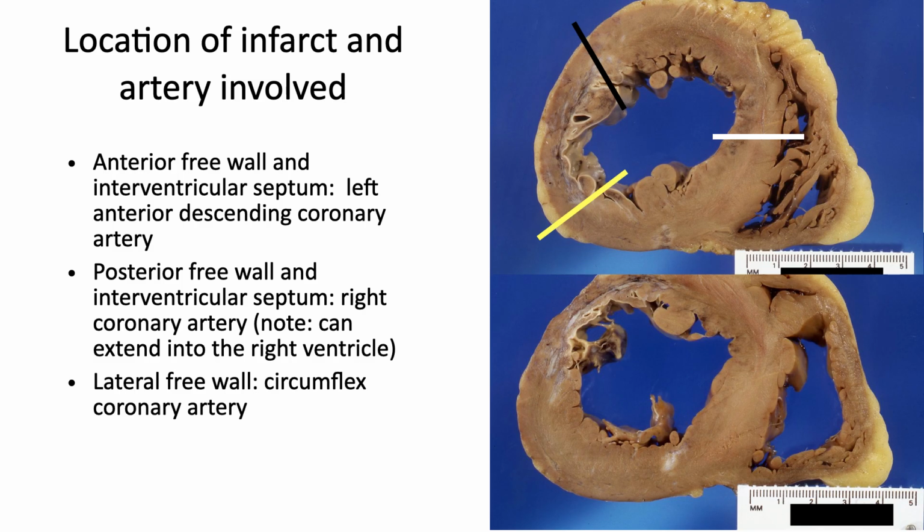And then in the top image, between the black arrow and the white arrow, that would be roughly the distribution of the LAD. The area between the white line and the yellow line would be roughly the distribution of the right coronary artery in most people, and between the black and the yellow would be roughly the distribution of the circumflex. And you can see in that individual, there's an infarcted area. And then in the individual at the bottom, the anterior lateral is infarcted. You can also see at the inferior septal, there's just a little white dot right there. That would be an area of infarct.